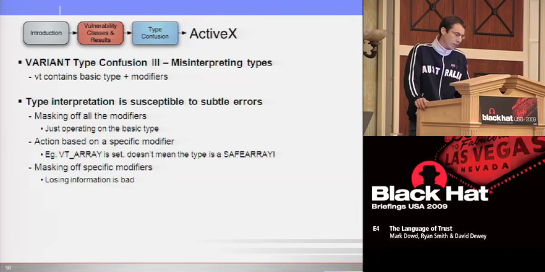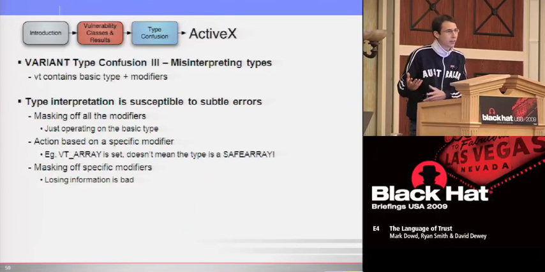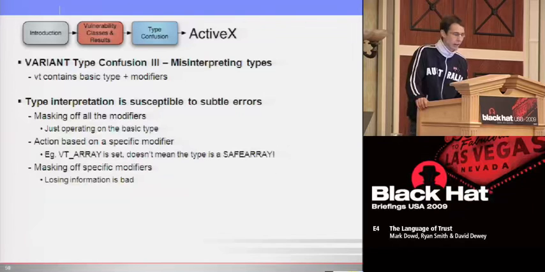One of them is masking off some or all of the modifiers. This is basically where you just try and access the basic type, or you check whether one of the subtypes is present without verifying that the other one isn't, and these are easy mistakes to make. Just to give you an example, something might check if VT array is set, and if it is, they'll go ahead and use the safe array data structures. But just because VT array is set, it doesn't mean it's a safe array. If VT byref is also set, then it's a pointer to a safe array. So you'll have some sort of memory corruption as a result.